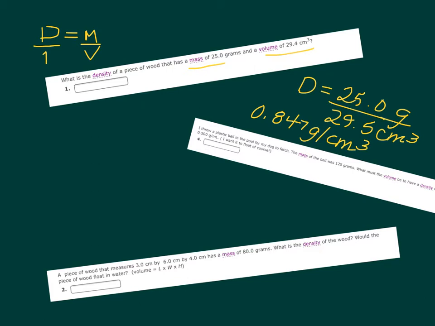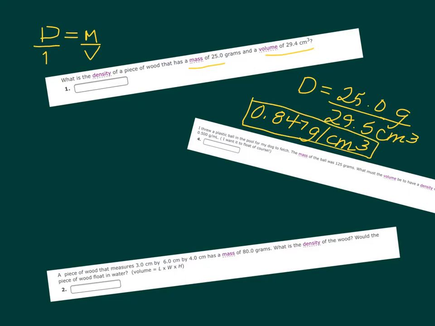If I wanted to put this in sig figs, both values have 3 significant figures, so I would leave it as 0.847. And there was actually a 4 that trailed after the 7, but you don't need that. So there's my final answer.